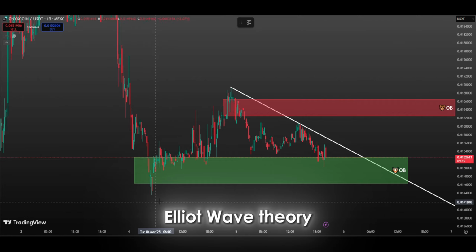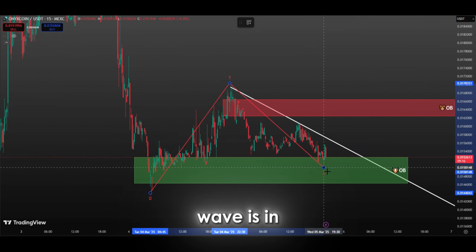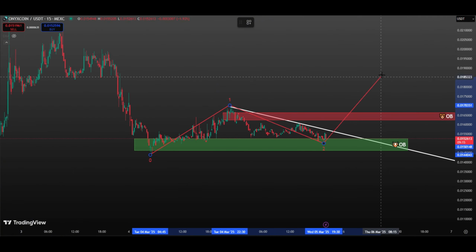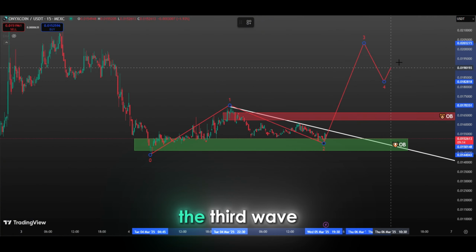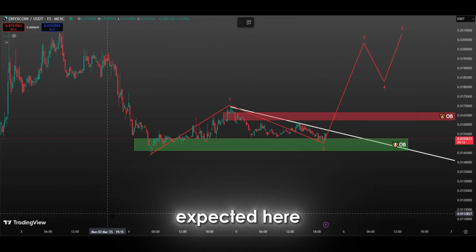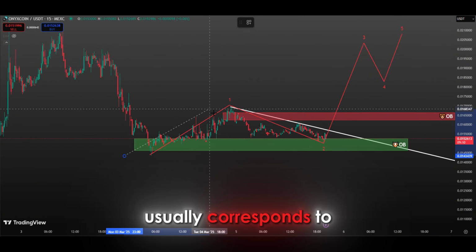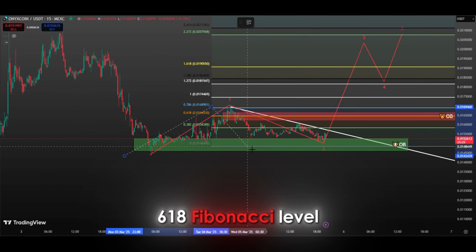According to the Elliott wave theory, the first and second waves on the chart have been completed, and the third wave is in the process of forming. According to Elliott's rules, the third wave is usually the strongest and longest, so a strong move can be expected here. In particular, the minimum target of the third wave usually corresponds to the 0.618 Fibonacci level.